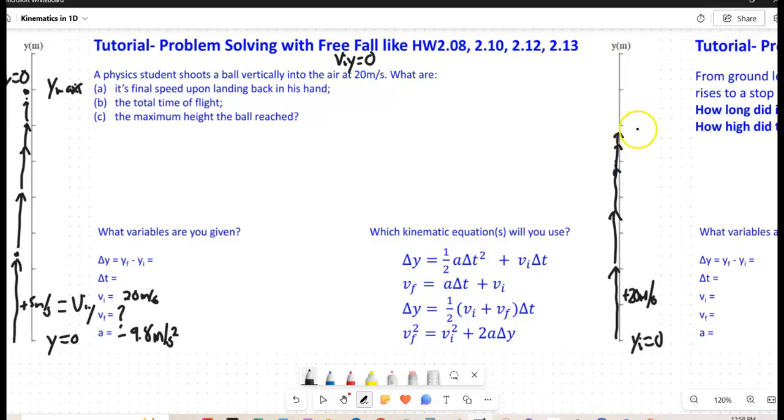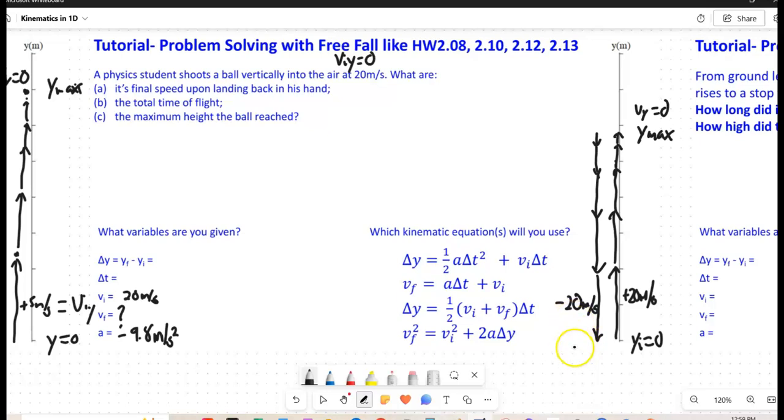And then right here, it comes to a stop. So it comes to a stop at its maximum height, and its velocity in the y direction at this instant is 0. But then it's going to come downwards, and it's going to be speeding back up to its original speed, but coming back downwards at 20 meters per second. Okay?